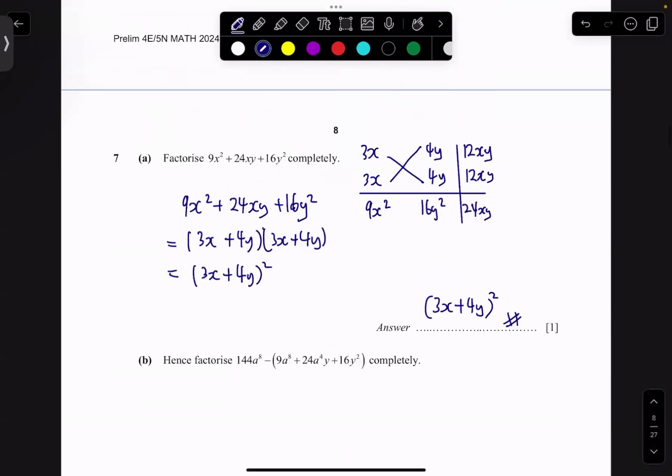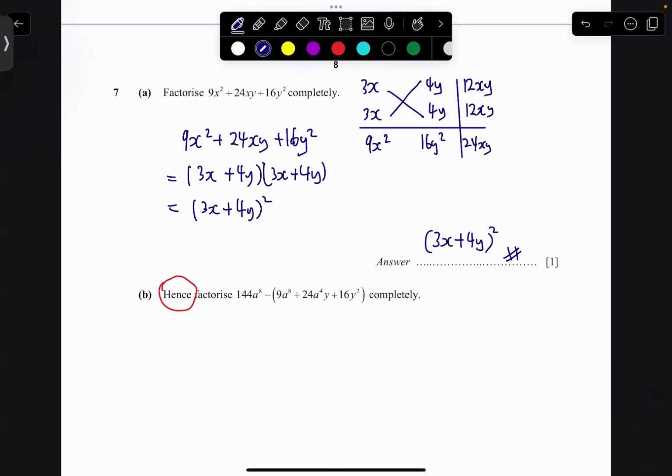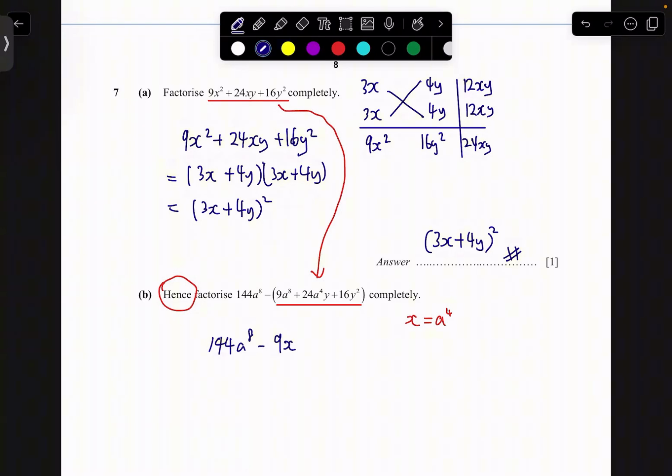Hence, factorize 9a^8 plus 24a^4y plus 16y squared. What we notice down here is that the top part resembles this part over here. Most of it is almost identical, just that instead of having a^8, we have x squared. So that means if I set x equals a to the power of 4, then this whole thing, 9a^8 plus 24a^4y plus 16y squared, will become 9x squared.